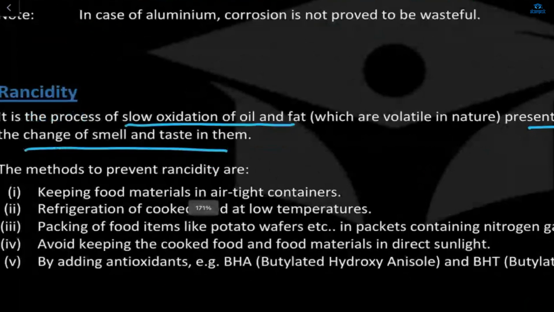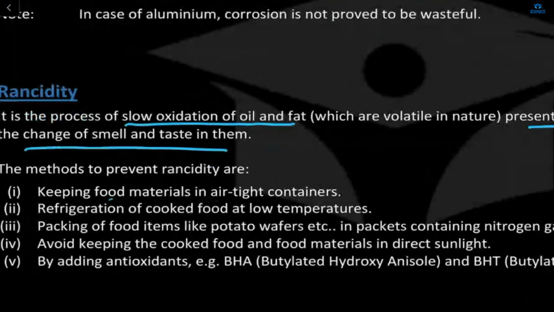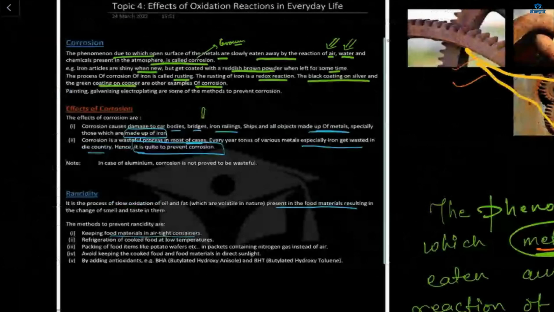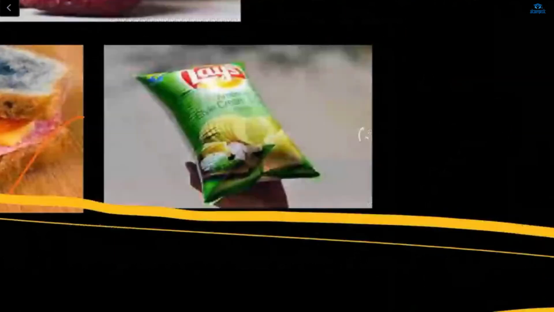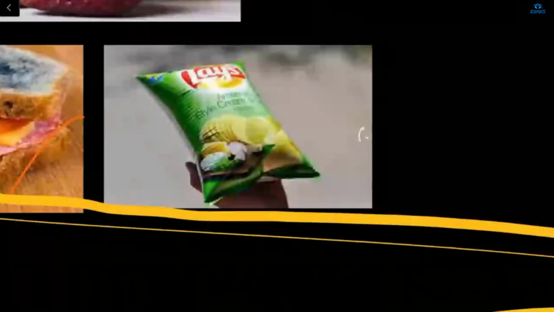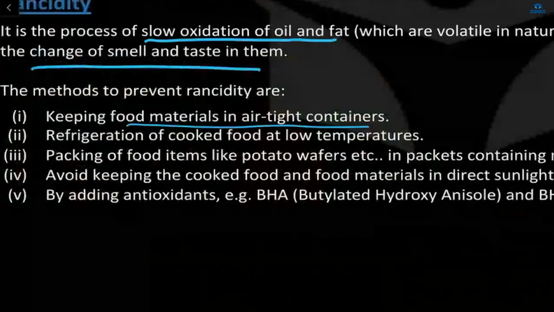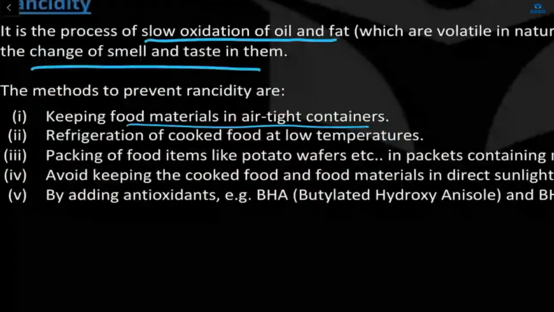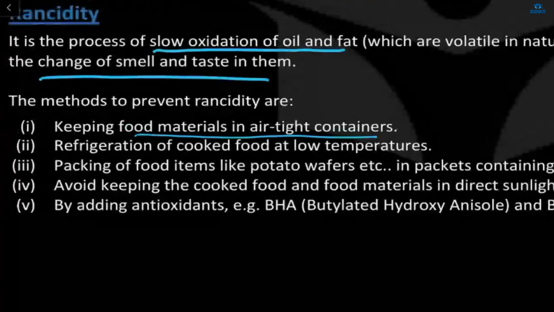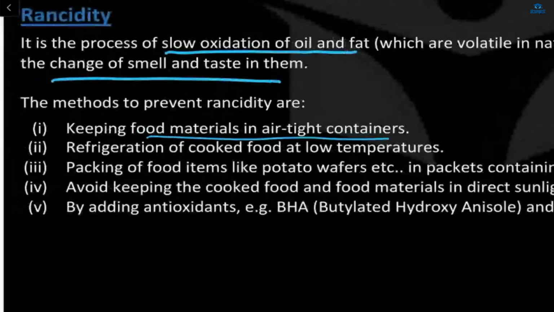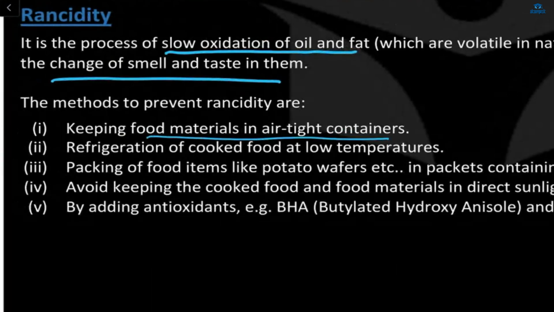Now, how to prevent rancidity? Keeping food materials in an airtight container, just like in a Lay's packet, keeps it fresh. In a Lay's packet, nitrogen is present. So nitrogen is very healthy for your Lay's or any kind of packet to keep it airtight. If any container is airtight, then your food is out of the rancidity process.